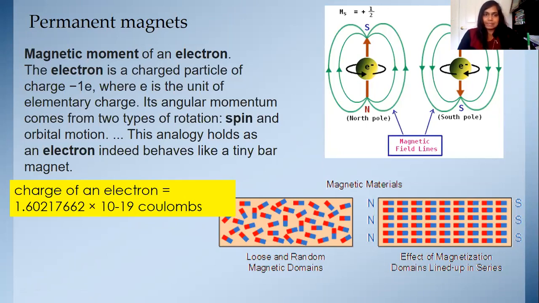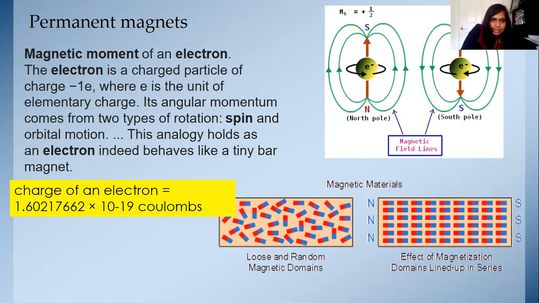So these electrons can spin up and down and also rotate around themselves, creating these magnetic fields. The magnetic moment of an electron: we know it is a charged particle that has a negative 1e charge. By now we know what the charge of an electron is. It is 1.6 times 10 to the power minus 19 coulombs.